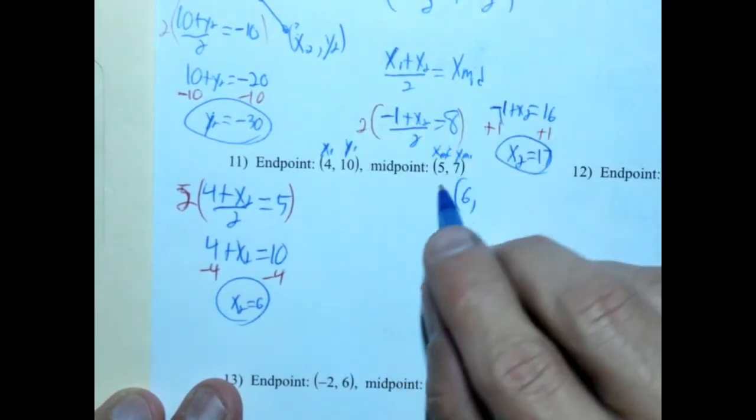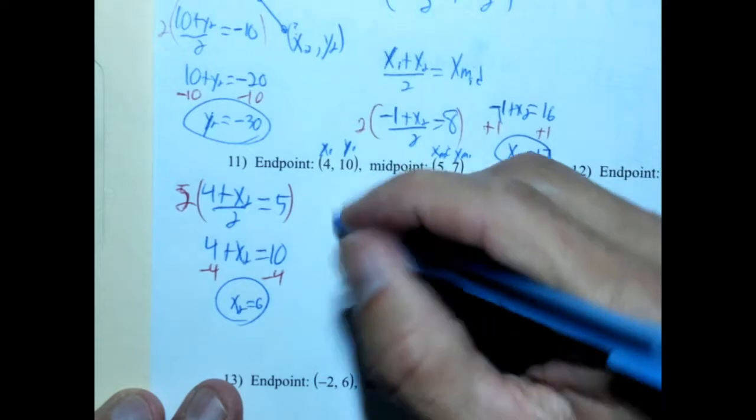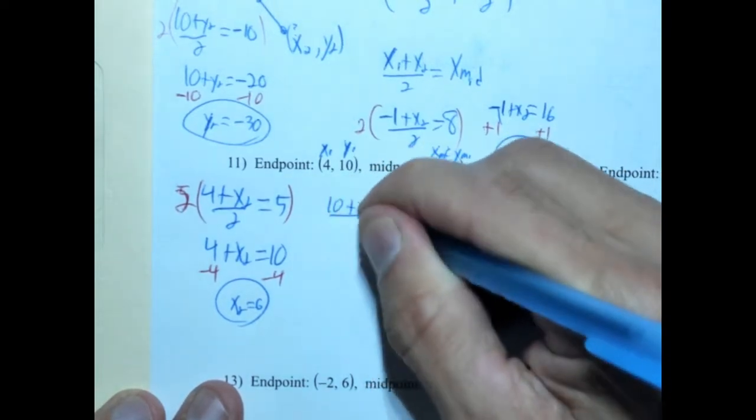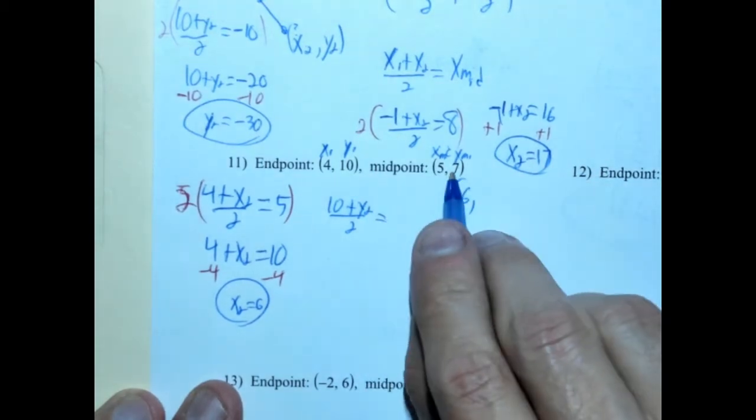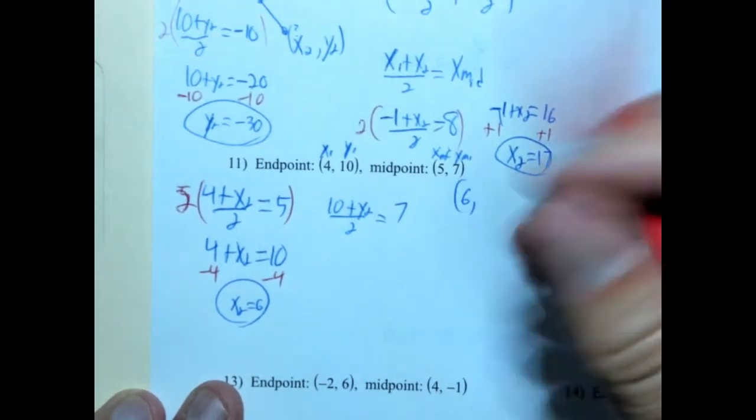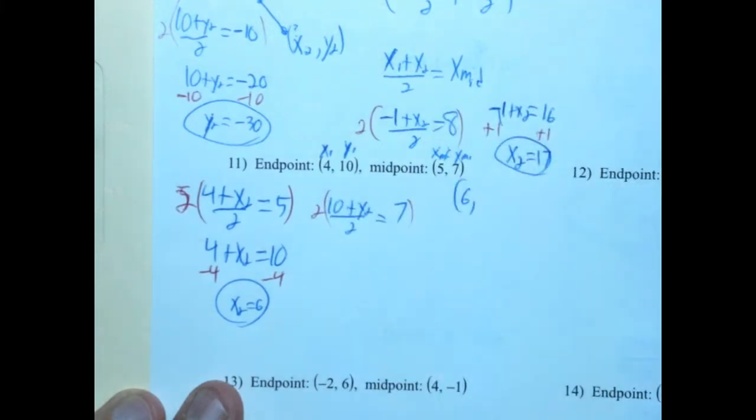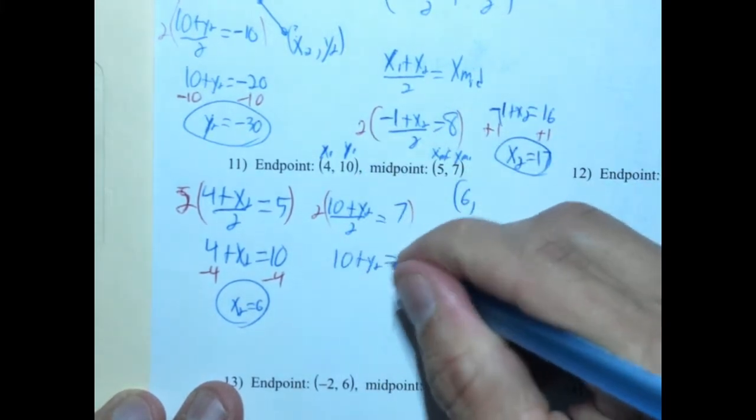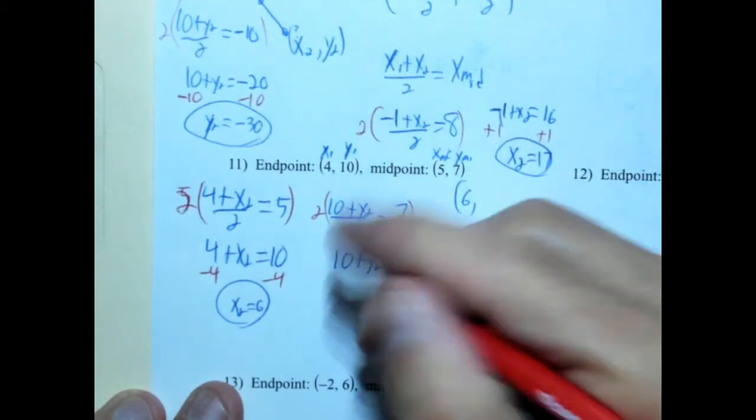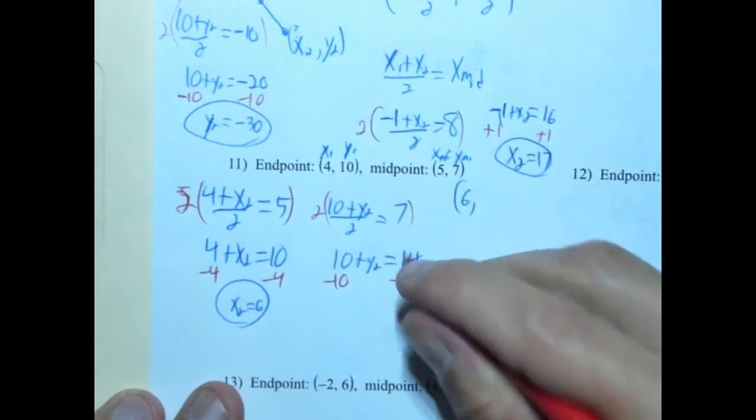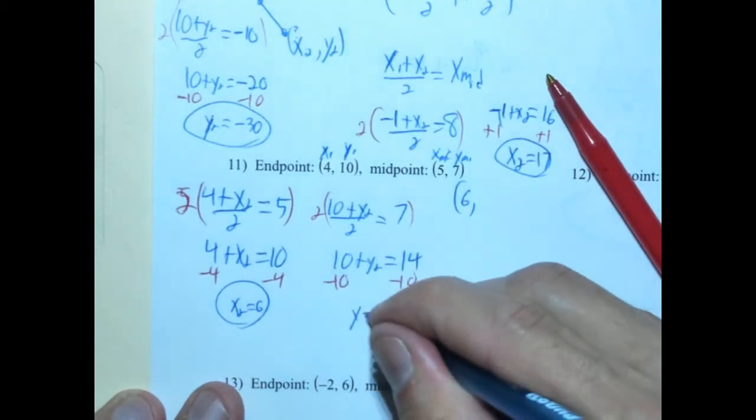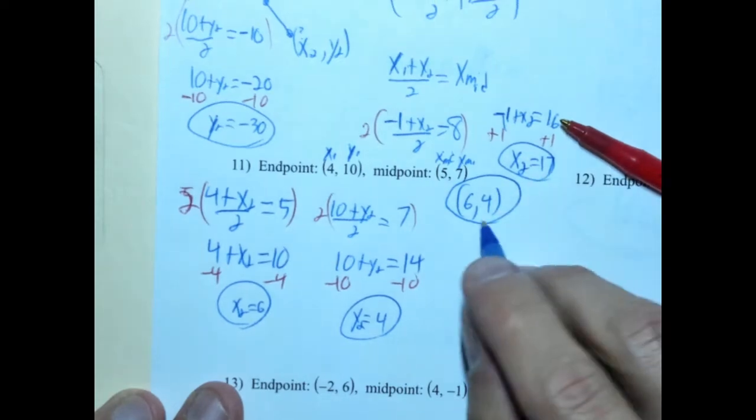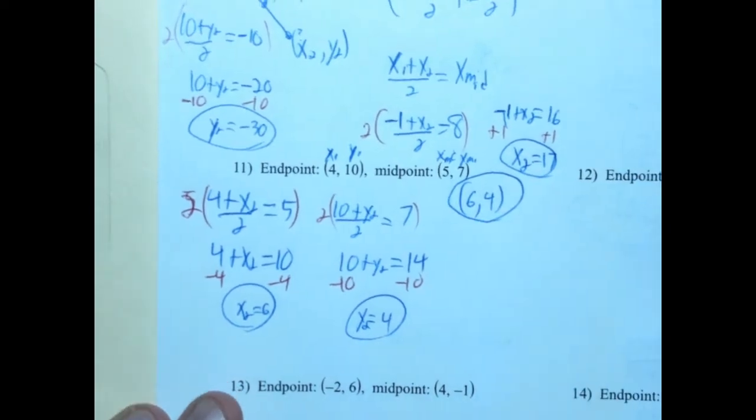So y sub 1 plus y sub 2 over 2 equals y sub mid. So 10 plus y sub 2 over 2 equals our y sub mid, which is 7. Going to multiply both sides by 2. It's going to be 10 plus y sub 2 equals 14. And then we have to subtract 10 from both sides. And that's going to give us y sub 2 is equal to 4. So that's the y value of the other endpoint. So 6, 4. Okay. Awesome.